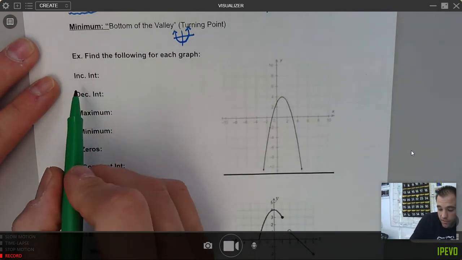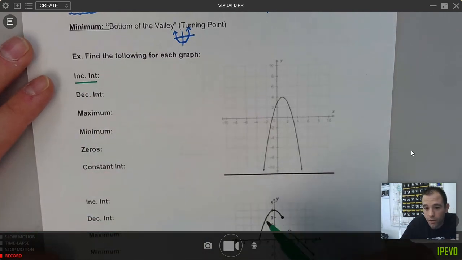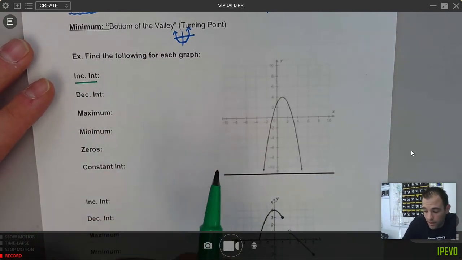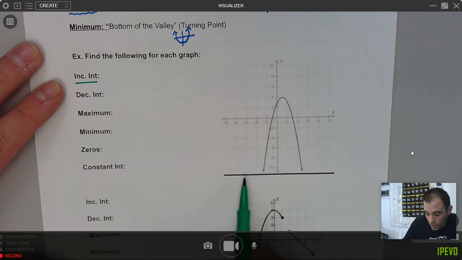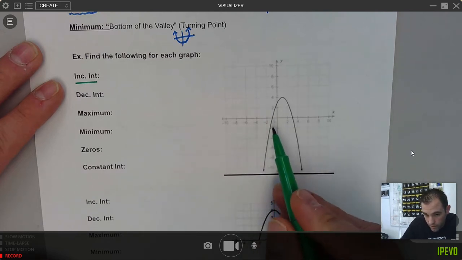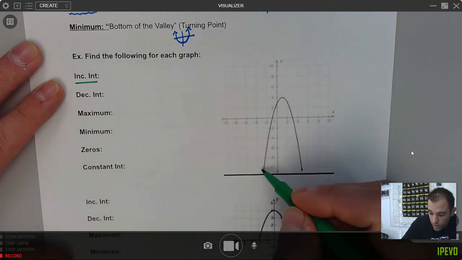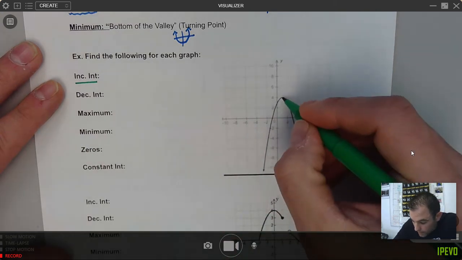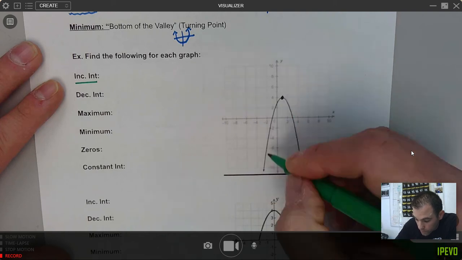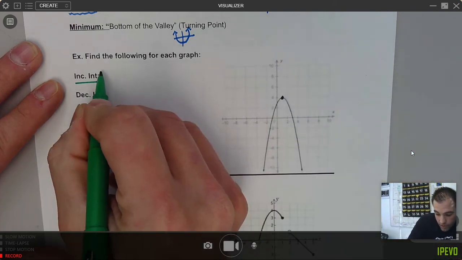So the first one says find the increasing interval. So I want to look at this graph and figure out where it's going up. Again, I always start on the far left, so way over here on this side. This graph is going down and out forever, so it is going to the left forever and ever. So it's going up, up, up, until I get to right here. So this graph is going up from left to right. So that would be negative infinity.